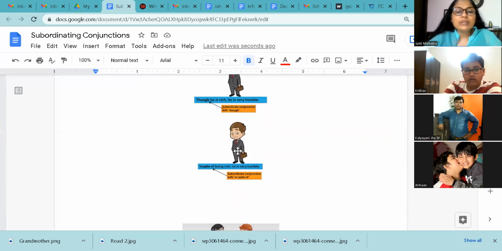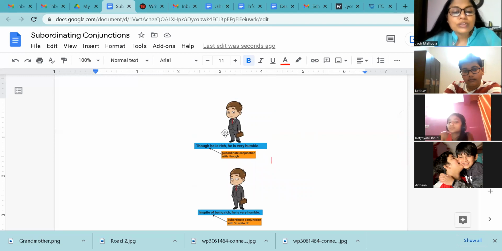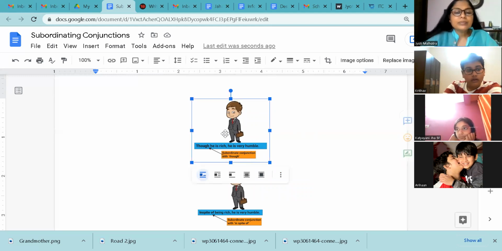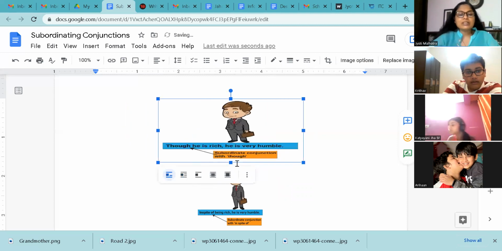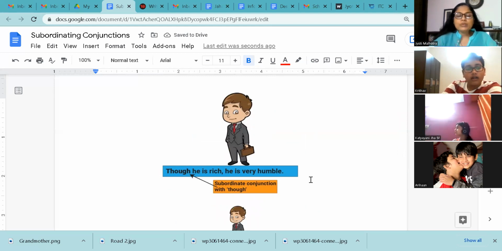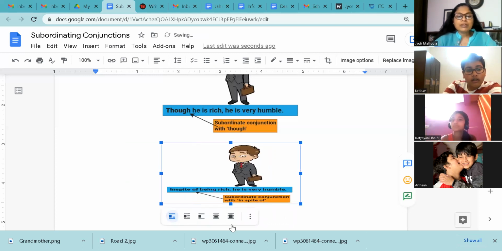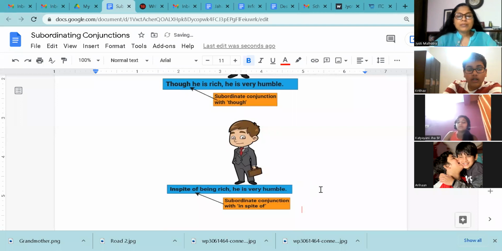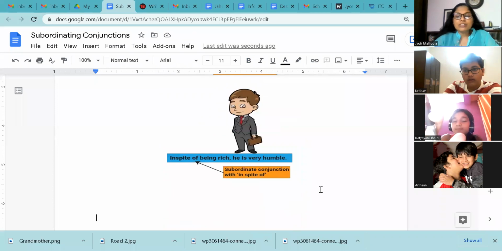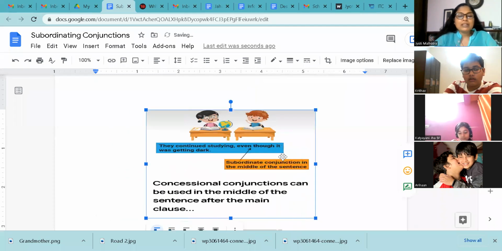Now let's have a look at another one. So this is what I was explaining to you, that we can use although, we can use though also. Read this. This is the same sentence with a different conjunction. Though he is rich, he is very humble. So I can use though also. Look at this one now. Can you see it? Yes, ma'am. In spite of being rich, he is very humble. So can you see that I can change the conjunctions also, but they still mean the same thing. So where are they placed? Are they placed at the beginning or the middle or the end?